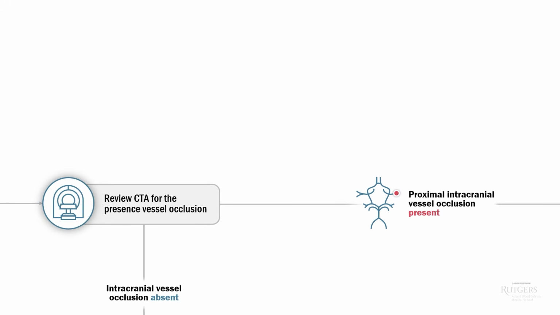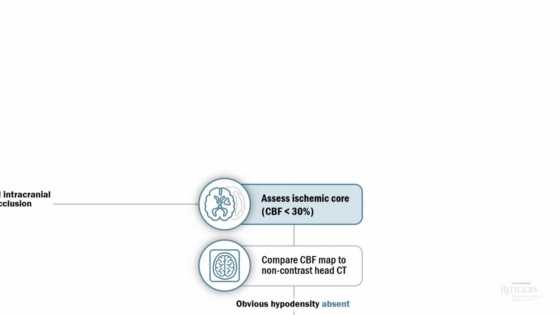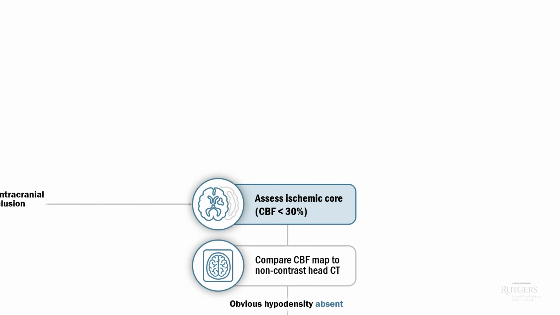If proximal intracranial vessel occlusion is present, then assess ischemic core, area of cerebral blood flow less than 30%. Be very careful here, since core heavily influences candidacy for thrombectomy. We start by comparing the CBF map to the non-contrast head CT. To be able to trust CT perfusion's core estimation, obvious hypodensity on the head CT must be absent. Otherwise, you may be dealing with a rare situation where leptomeningeal collaterals were recruited late. Cerebral blood flow has improved, but brain tissue is already infarcted. So the core may be underestimated.